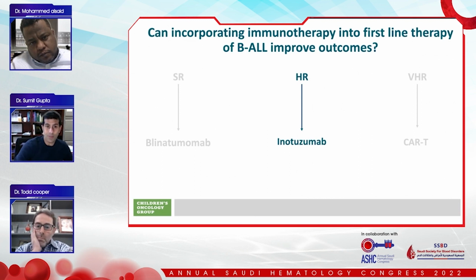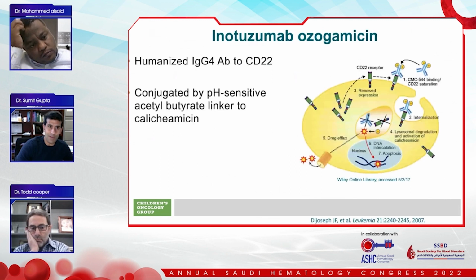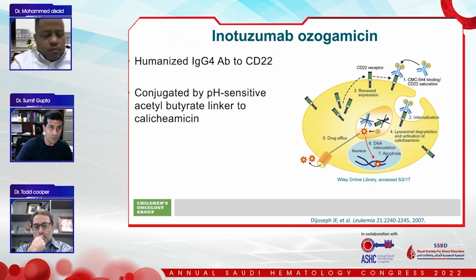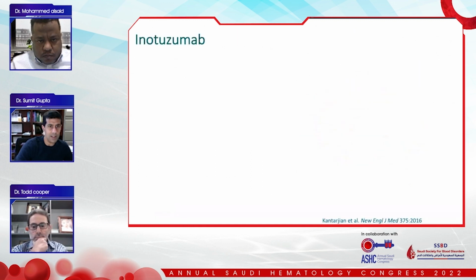So inotuzumab in the context of high risk therapy. Again, I suspect we're all familiar with this. Inotuzumab is a humanized antibody against CD22. And that's taken into the cell, conjugated, linked to calicheamicin, which is cytotoxic to the cell. It's taken in and hydrolyzed, and then it does its job.